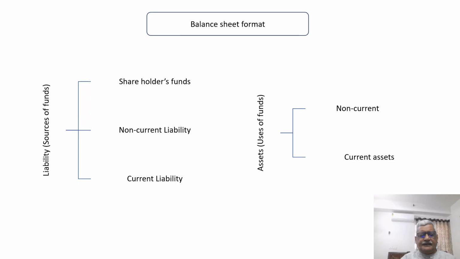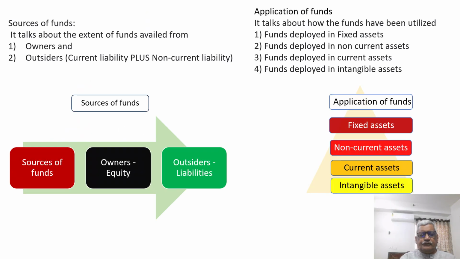Now the balance sheet format has two sides. One is the liability side, the sources of funds, and the other is the asset side, the uses of funds. The liability side consists of shareholders' fund, non-current liability and current liability. On the asset side we have non-current assets and current assets. Sources of funds talks about the extent of funds available from owners and outsiders. When we say outsiders, it means current liability plus non-current liability.